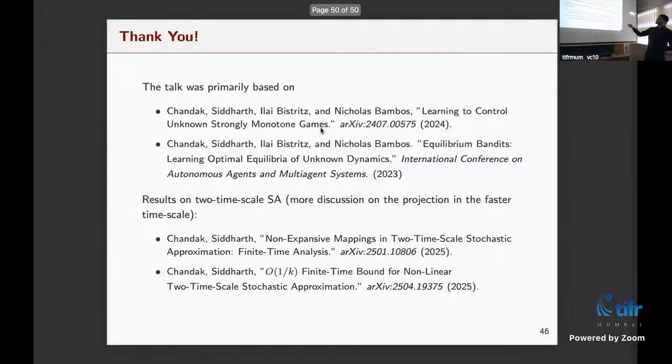And the talk was based on these two papers, with slight mention of some two-time-scale works. Any questions on the setup, scenario, algorithm?